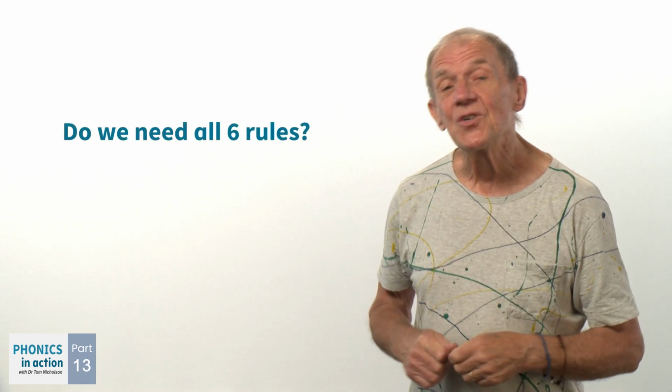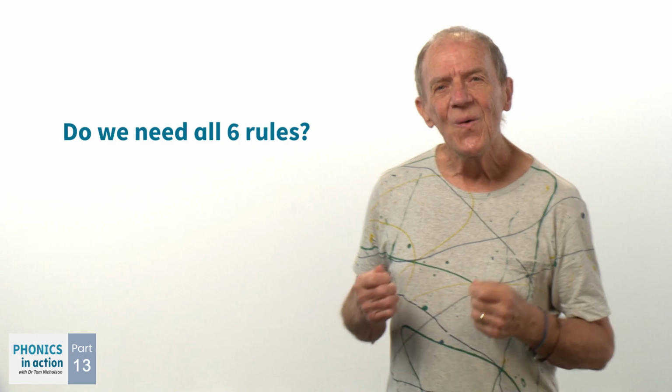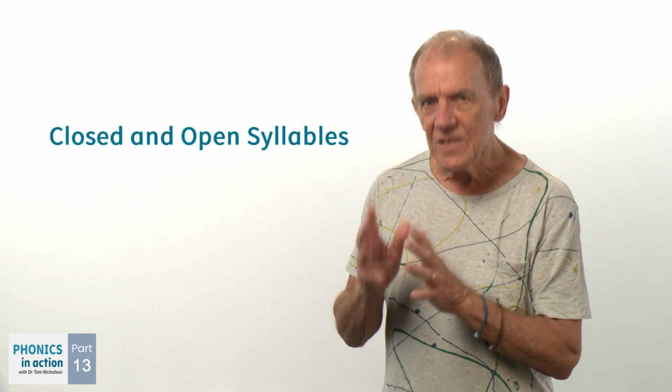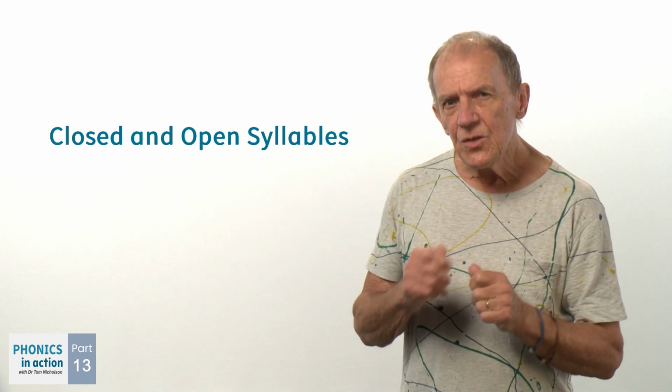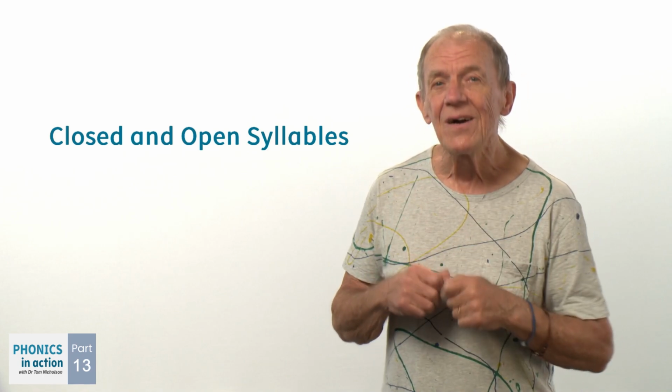Do we need to teach all 6 rules? Well, the main rules are the closed and open syllable. These 2 kinds of syllables make up 75% of all syllables. The others are less frequent, but they are in a lot of words, so we should teach them.